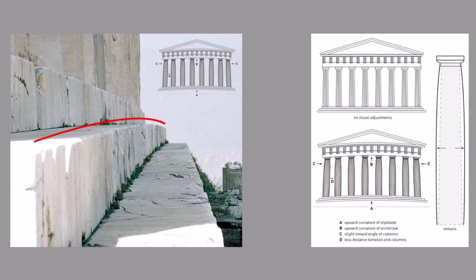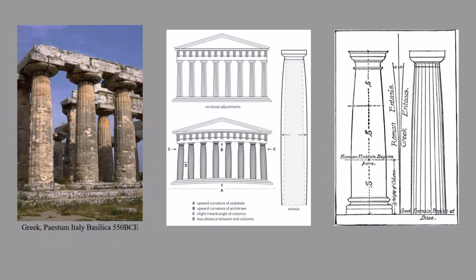And if you look at this diagram, the two outer columns that are marked with a C also lean in slightly. And all of these corrections or visual things that are going on are supposedly either to compensate for the curvature of the eye, or to make the building look like more of an organic structure, or to show the weight of the entablature on top, and to make the lines look straighter.